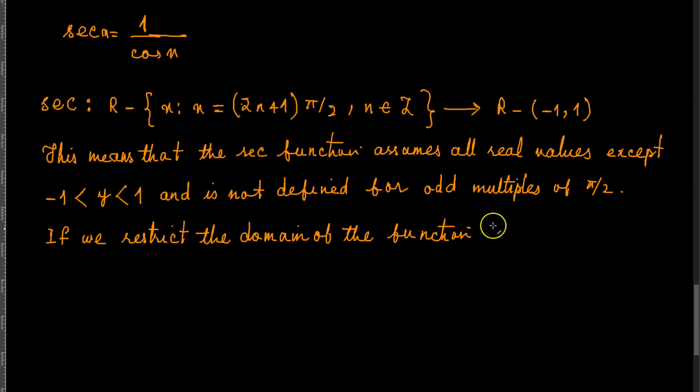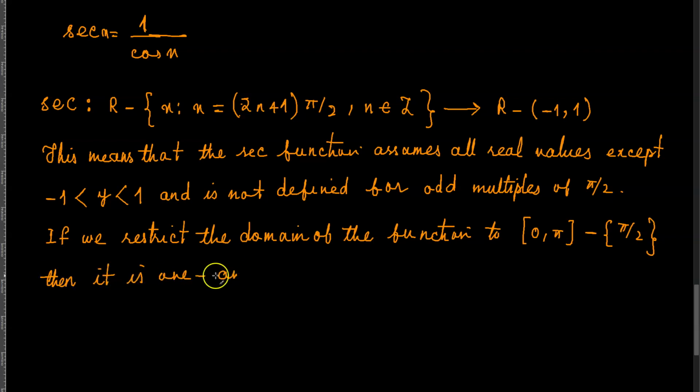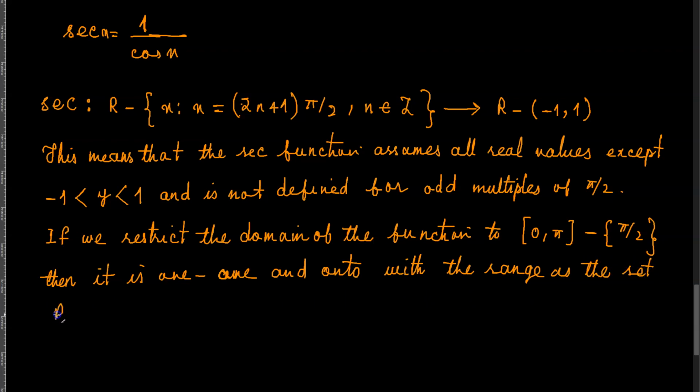if you restrict the domain of the function to 0 to pi and take the pi by 2 out, then it is one-one and onto, with the range as the set R minus negative 1 comma 1.